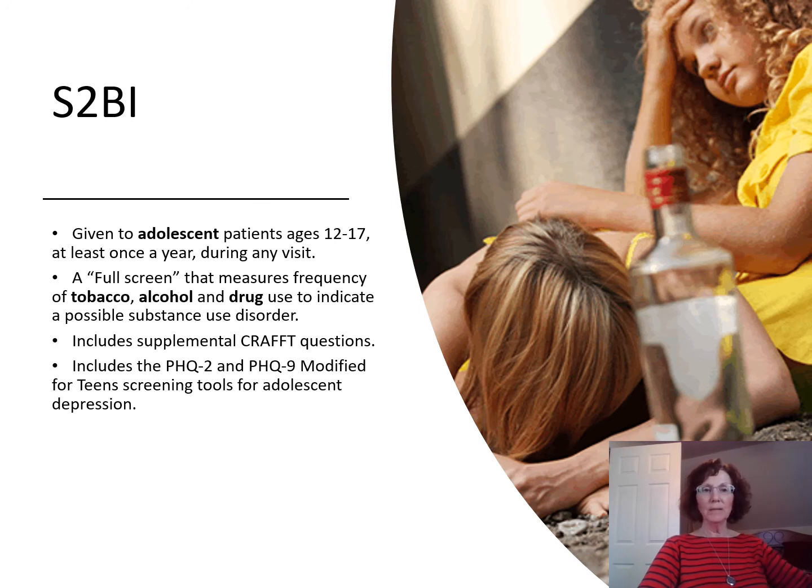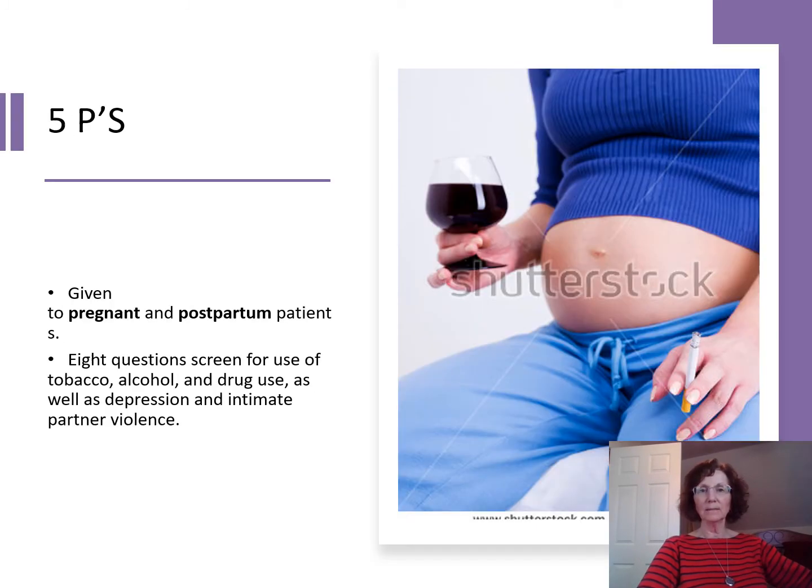The S2BI is given to adolescent patients aged 12 to 17 at least once a year during any medical visit. It is a full screen that measures frequency of tobacco, alcohol, and drug use to indicate a possible substance use disorder. It includes supplemental CRAFFT questions, the PHQ-2 and the PHQ-9, which is the modified screening for depression in adolescents.